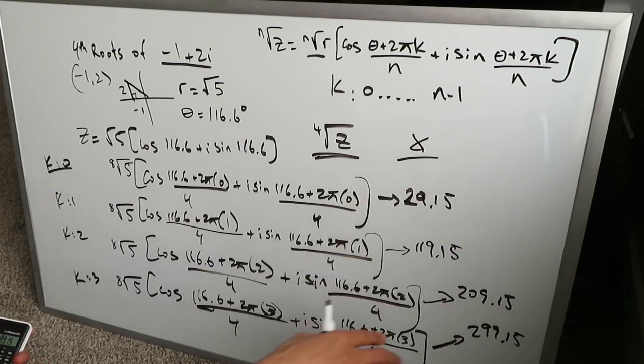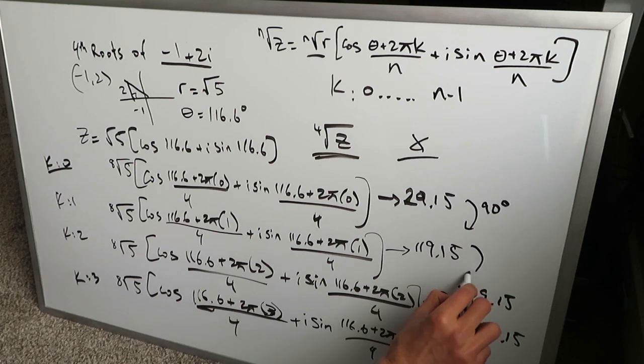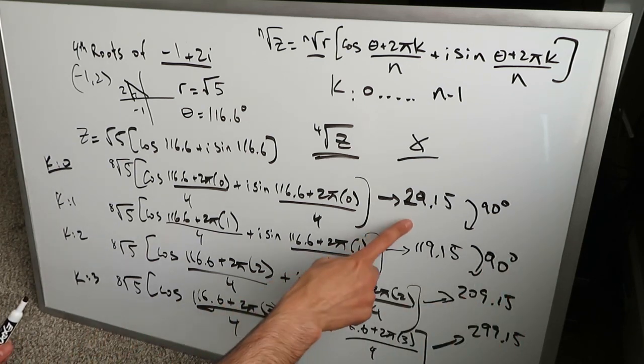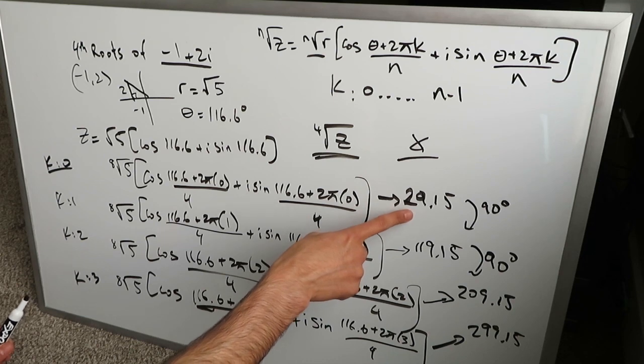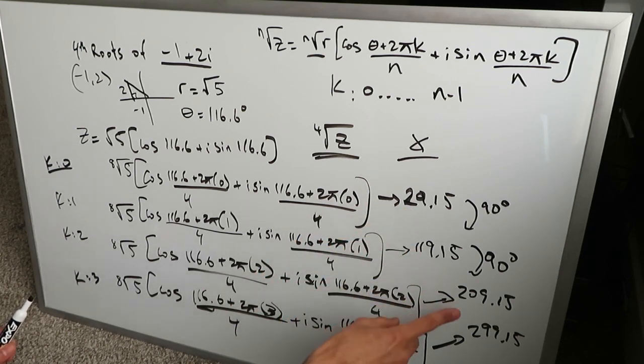So for each of these complex numbers, if you were to graph them out, each of them is basically 90 degrees apart from the next. So you'll end up having a very symmetrical graph. The first complex number will be 29.15 degrees from the horizontal. The next one will be 90 degrees from that. The next one will be 90 degrees from that. And the last one will be 90 degrees from that.